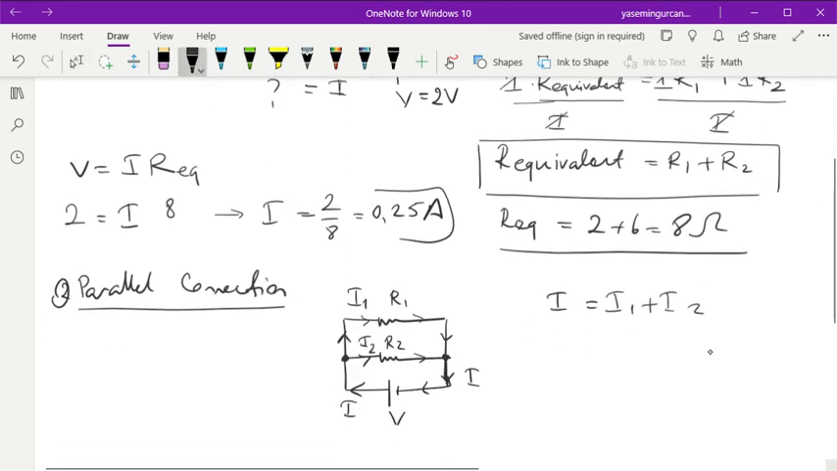So let's apply it to this one. In this case, I is the total current on the whole system. So once again, if you put a whole box over this and imagine that there's a single resistance value, what is that value? That is what you call R equivalent again.